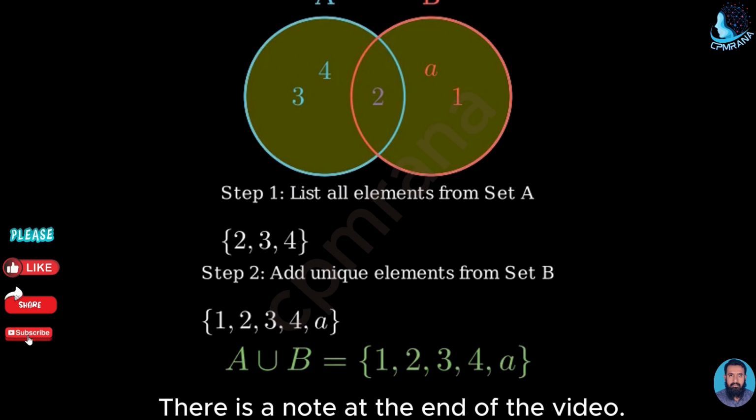Therefore, the union of set A and set B is the set containing 1, 2, 3, 4, and A. This includes all elements that appear in either set A or set B or both sets.